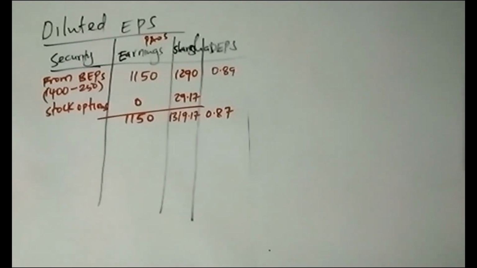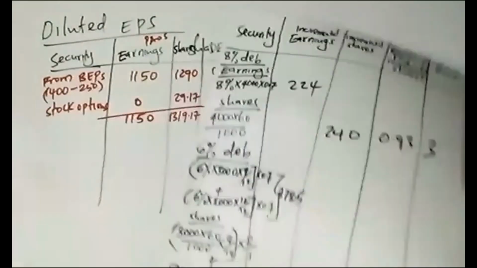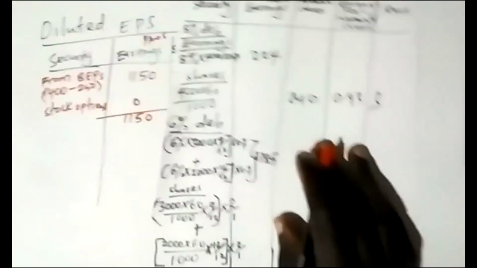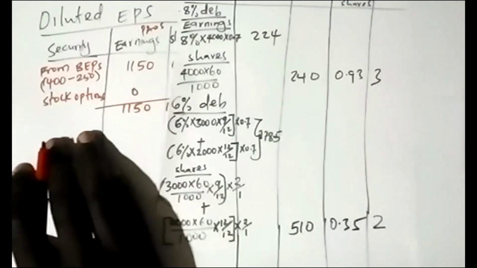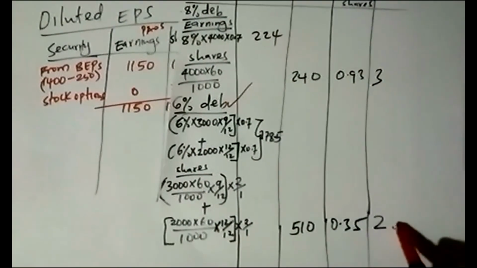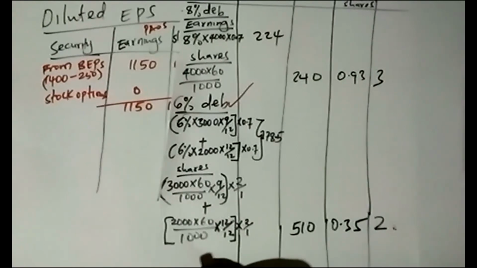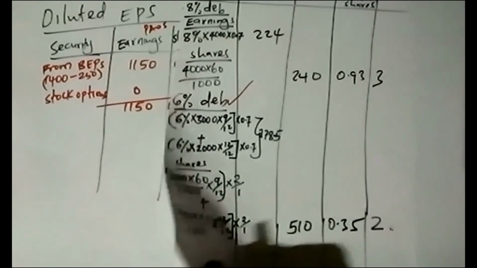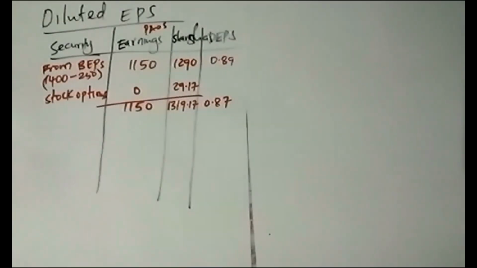Then the second security was concerning this 6%. What? The second one. 0.35. What are you getting 0.35? No, I'm saying that's the next security. It's the shares. Wow, am I lost?